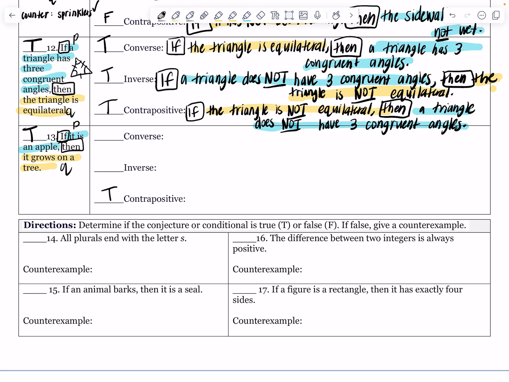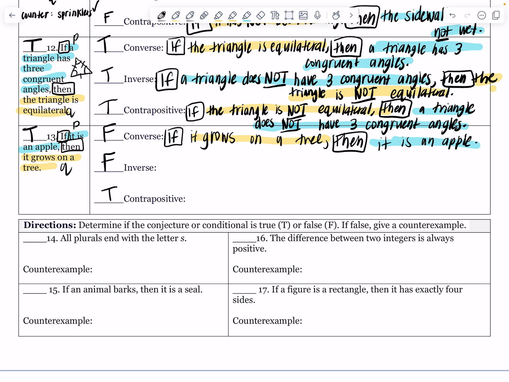If our conditional is if blue, then yellow, our converse is going to be if yellow, then blue. So if it grows on a tree, T-R-E-E, then it is an apple. And now we want to see, is that true or false? Is if yellow, then blue, true or false? If it grows on a tree, then it is an apple. We know that that is going to be false. There are other things that grow on a tree that are not apples. Okay, you could have a pear tree. And so we immediately know that our inverse should be false as well.